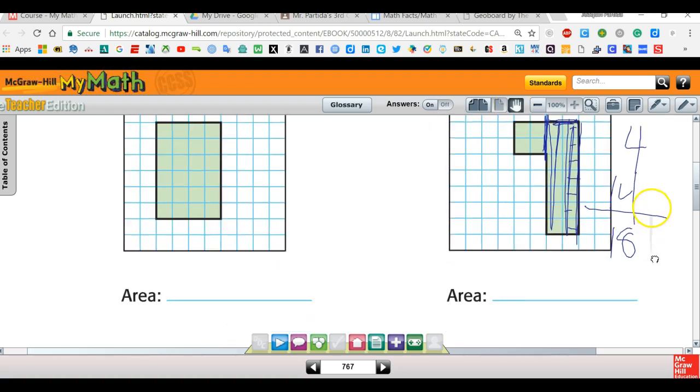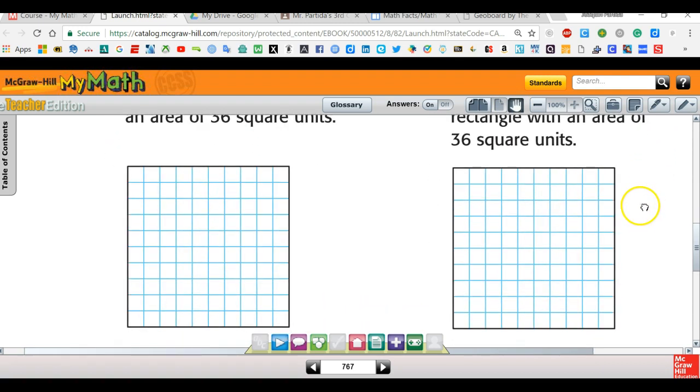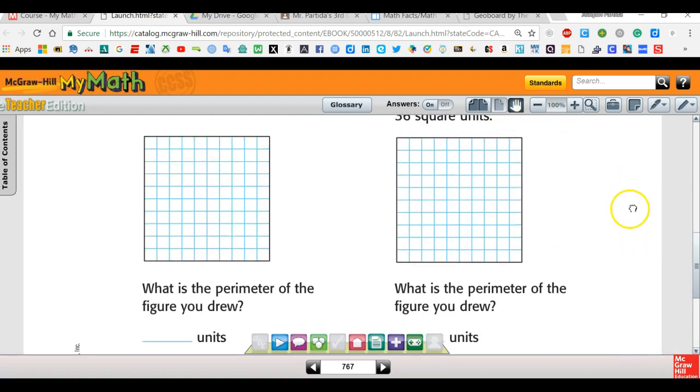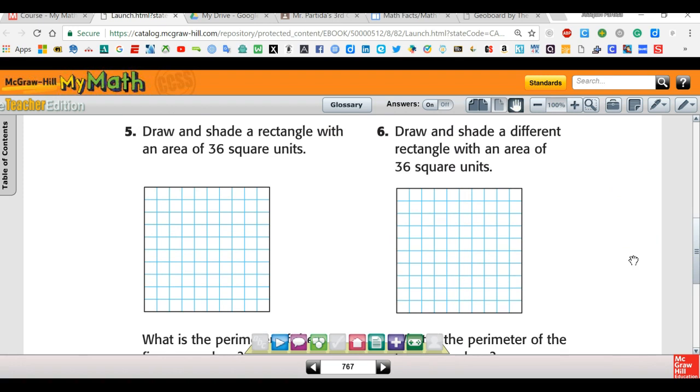Okay. Now, 5 and 6, we'll do this together though. Let's look at what it says. Draw and shade a rectangle with an area of 36 square units. Huh. So, do I just count all of them until you get 36? I could. Okay. Can you tell me what numbers multiply together to get 36? 6 times 6. What else? 9 times 4. You know, 12 times 3, right?